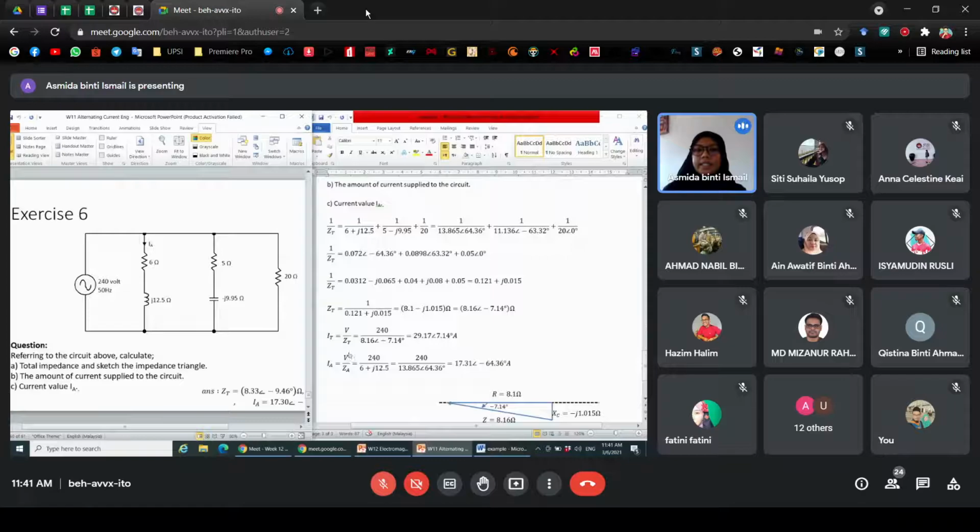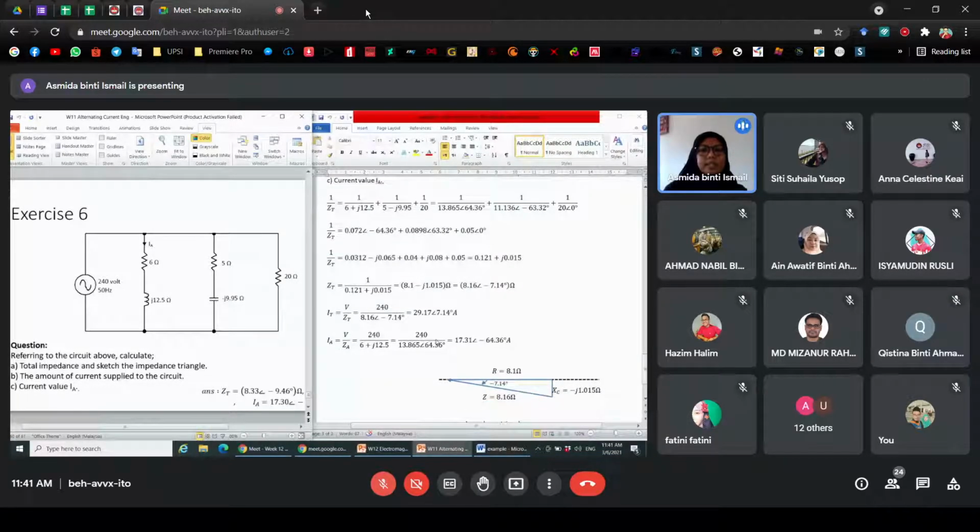And then find the value for the IT, which is V over ZT. This is the value. And where is the value for the IA? This IA is equal to this voltage divided by this impedance. You know that this is a parallel circuit, which means the voltage here is equal to the voltage here, and here, and here. Since it is across the parallel branches, the voltage is the same. So this is the value for the IA. And then you sketch the impedance triangle. For the impedance triangle, you need to refer to this ZT.